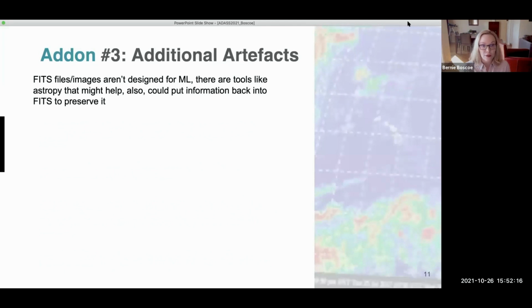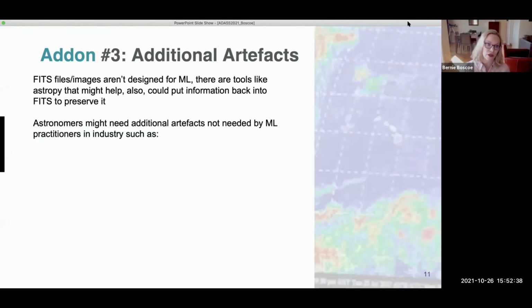And so for add-on number 3, these additional artifacts. FITS files aren't designed for machine learning. We know that. And there are tools like AstroPy that might help get FITS files and images into a model. But we could also put some of this information back into FITS to preserve it, if that is something that people are facile with doing and they're familiar with the tools.